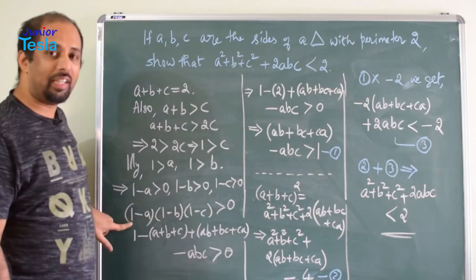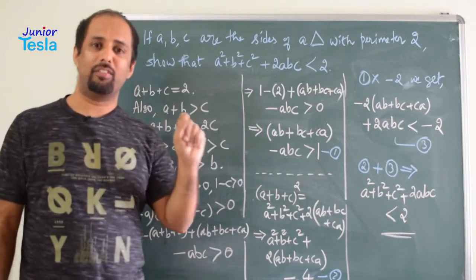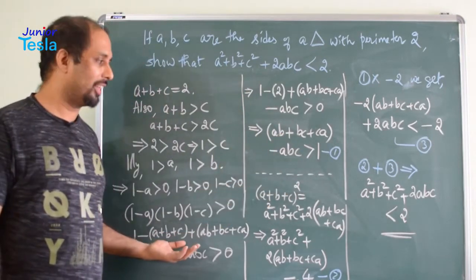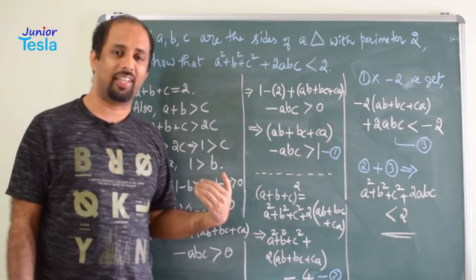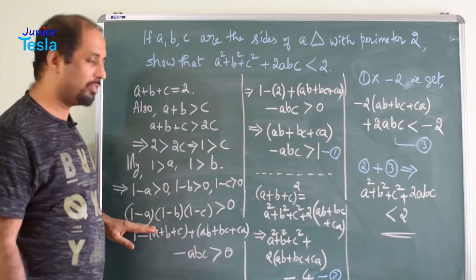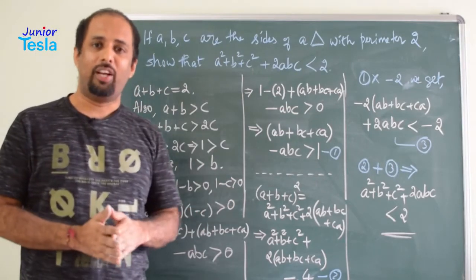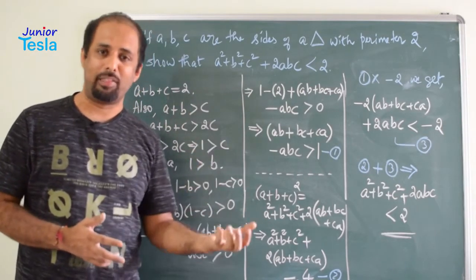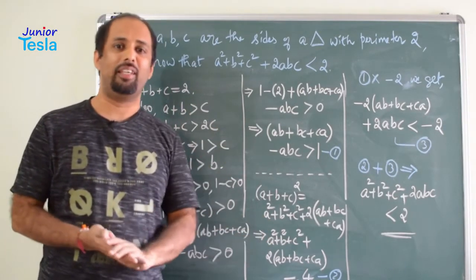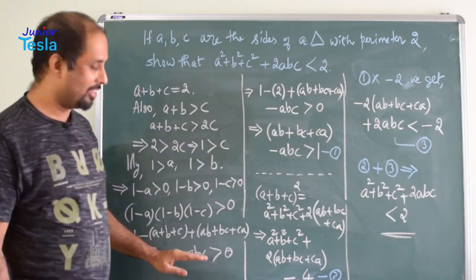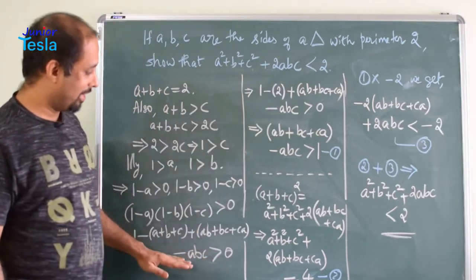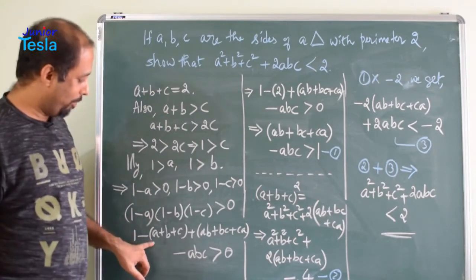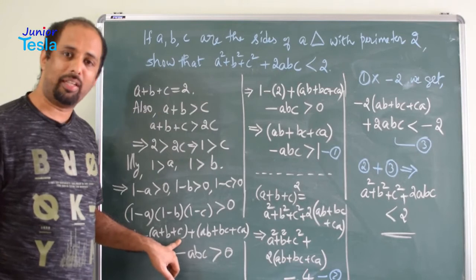Now this is one identity: x minus a into x minus b into x minus c equal to what? If you know, you can directly write the answer, otherwise you have to work it out, correct? So 1 minus a into 1 minus b into 1 minus c equal to 1 minus (a plus b plus c) plus (ab plus bc plus ca) minus abc, and that is greater than 0. We have got this expression, but again this can be simplified because a plus b plus c is the perimeter, that is equal to 2.